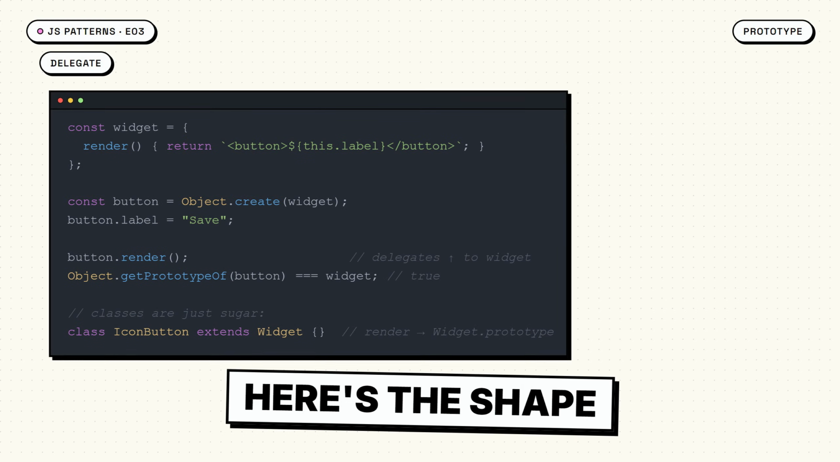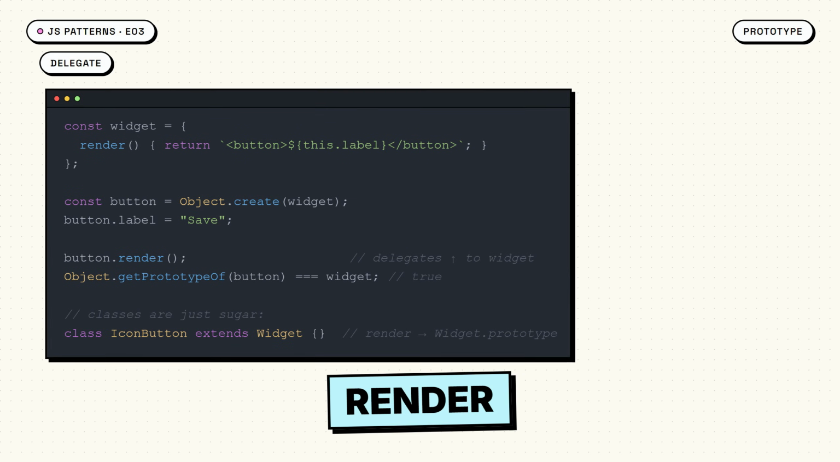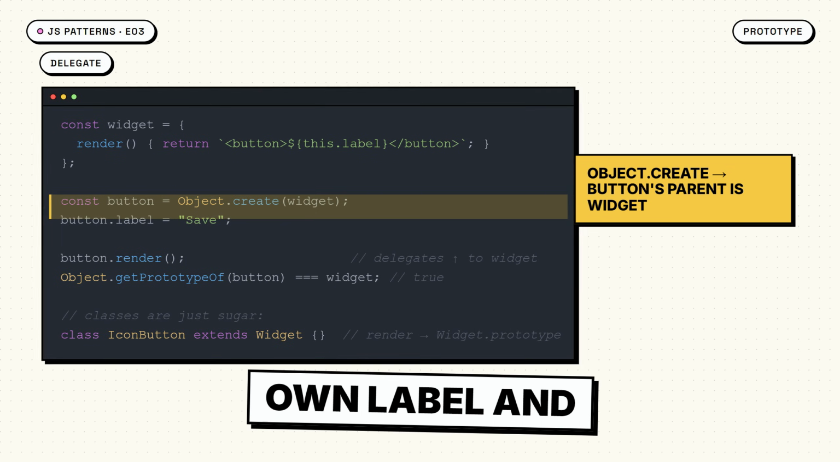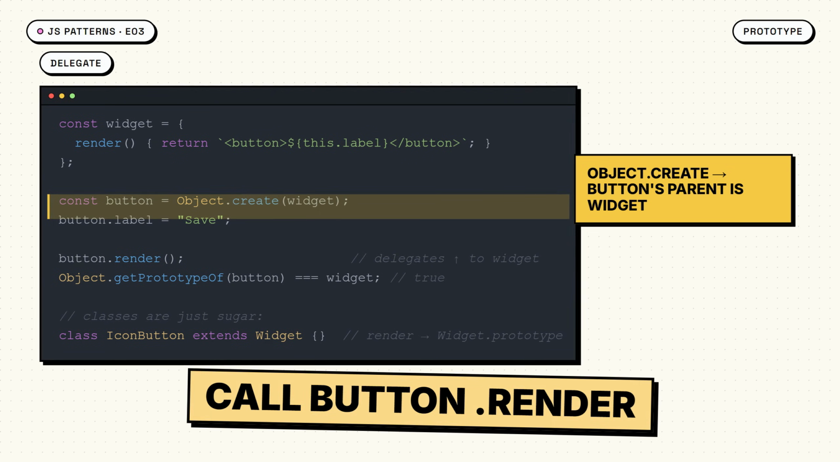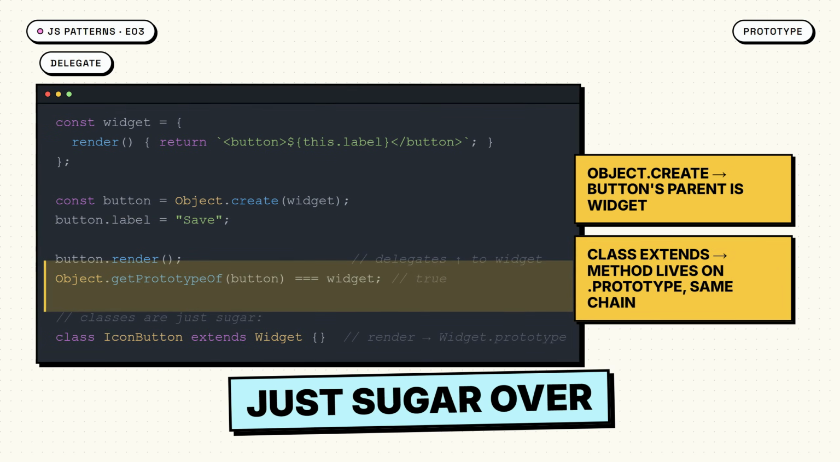Here's the shape. Object.create. You hand it a prototype, widget, which owns render. The new button gets widget as its parent and stores only its own label and theme. Call button.render and the lookup falls through to widget. And classes are just sugar over this.